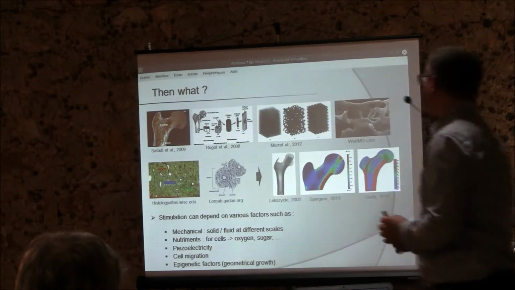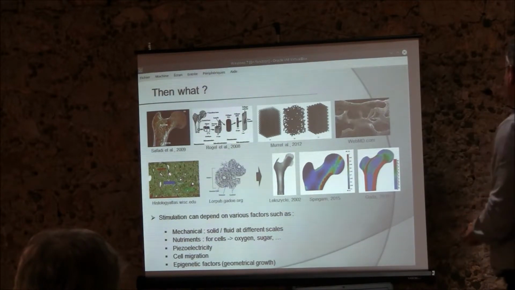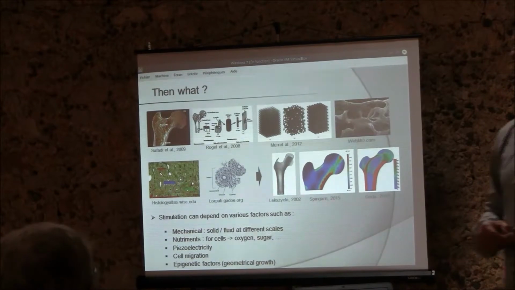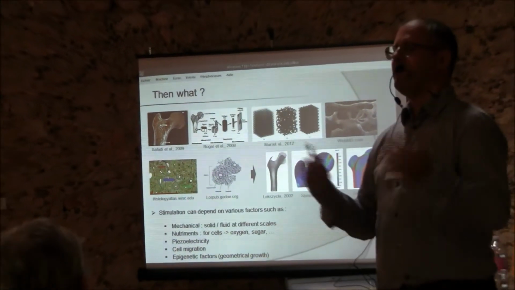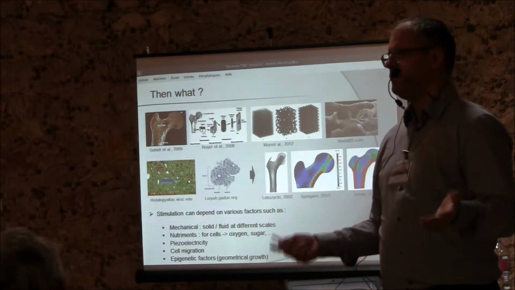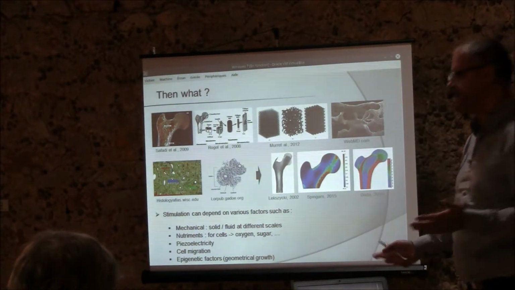Okay, so then what? Coming back to the figures I've shown you before, this is the way we look at the problem. This is the kind of thing that we do now. But the simulation can depend on various factors, which are mechanical, nutriments for cells, for example, bone piezoelectricity, cell migration, or even epigenetic factors. We know that bone grows. How far does it grow? 10 centimeters, 15 centimeters, 20 centimeters? When does the bone know it should stop at that point? We don't know that.